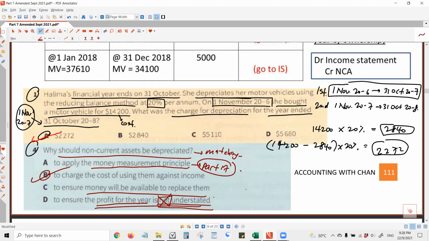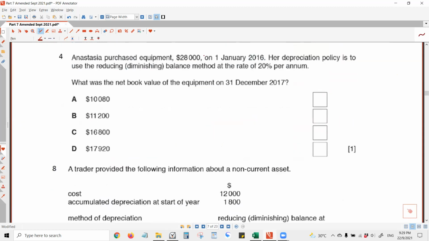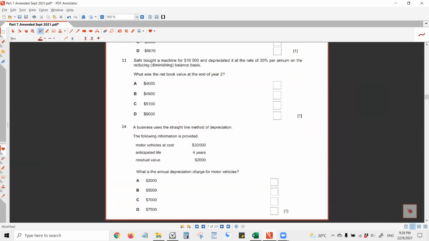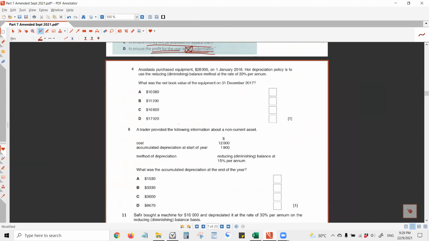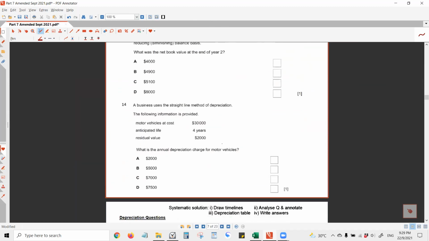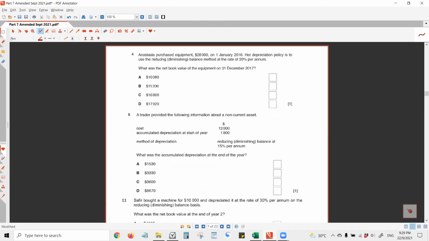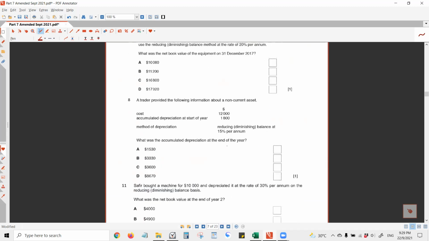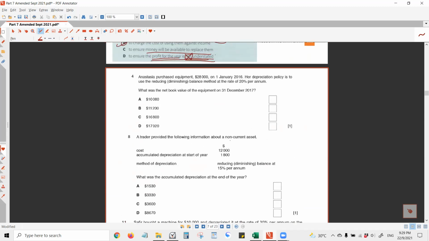Okay, next page. Next page is your homework. These 4 questions are your homework. Once again, I'm not too sure you have this page or not, but I will send this page to everyone in the email. Questions 4, 8, 11, and 14. These 4 MCQs are your homework. I will attach it in the email.